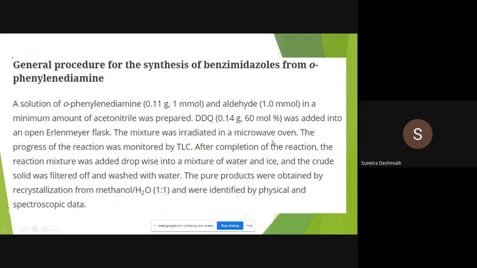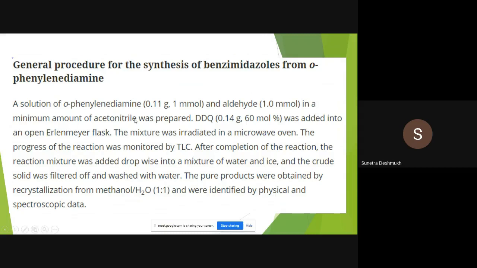Pay attention whenever you carry out microwave-assisted reactions. You have to conduct all these reactions in aprotic solvents. Acetonitrile is an aprotic solvent. So we can't use a protic solvent; we have to use an aprotic solvent.